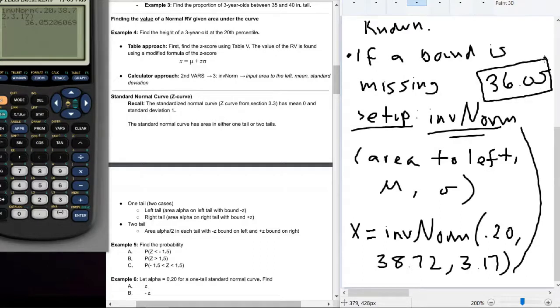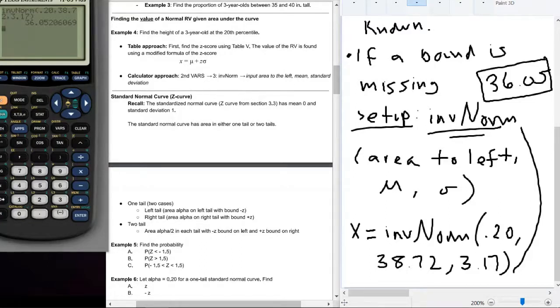So once again, we try and default to using normal CDF, but sometimes with normal CDF, we don't have the pieces we need. If you're missing a bound, use inverse norm. Inverse norm will find those missing bounds from the number line.